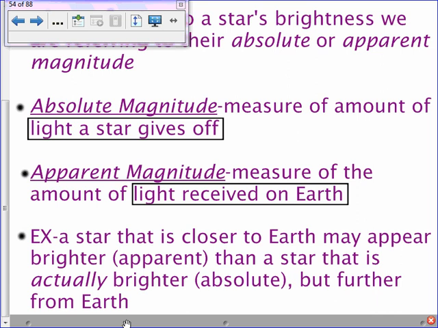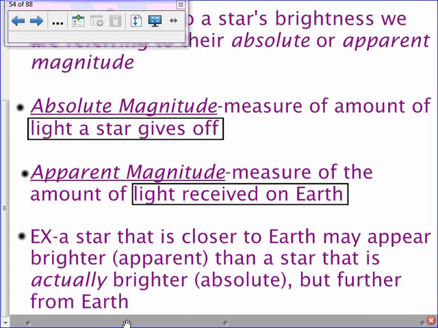If you look at their absolute magnitudes, though, the star that's really far away may actually be brighter. It's just so far away that we don't see its absolute brightness. We only see its apparent brightness, which tells us that it's not very bright.